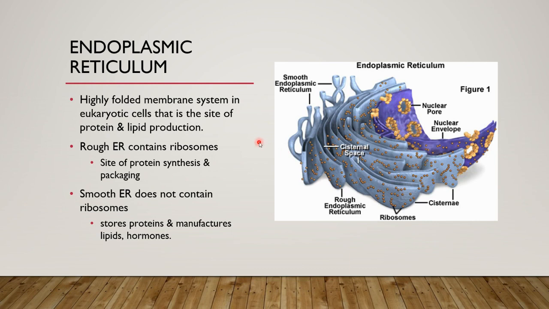Now, what is the function of each one of these things? Well, in total, it's just a highly folded membrane system that creates protein and lipids. Lipids are also known as fat. So the rough ER, because it has ribosomes attached to it, is where proteins are synthesized or made and packaged. In the smooth ER, because there are no ribosomes, they store these proteins that were just made and manufacture fats, lipids, and other hormones, which are also a form of lipid.